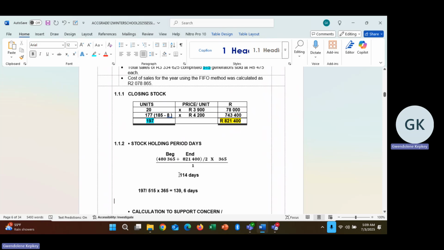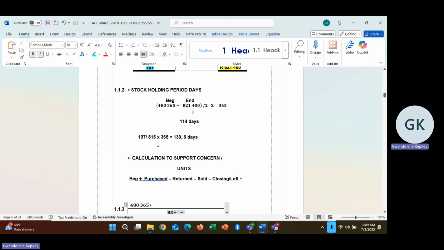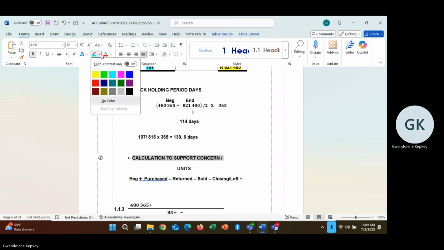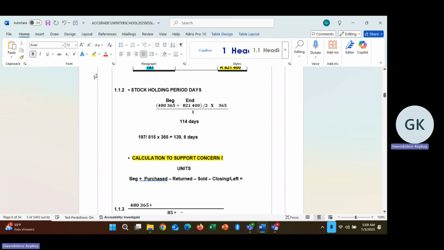Both those answers will be accepted and you will gain your marks. Still part of 1.1.2, they asked us to do a calculation in support of where the owner has a concern. Remember, ma'am told you, if there is a concern, we now need to find, is there any items missing? Is there any of my items stolen?